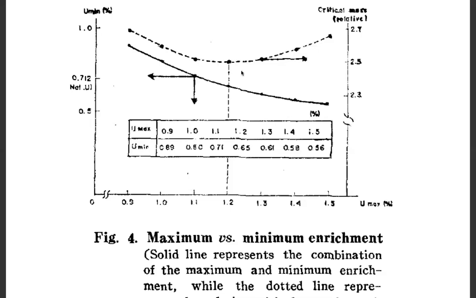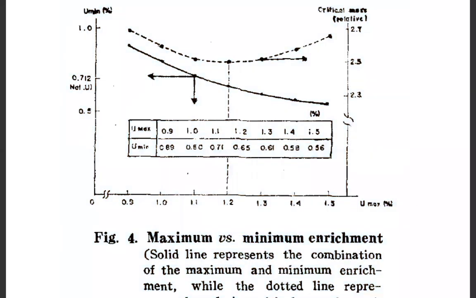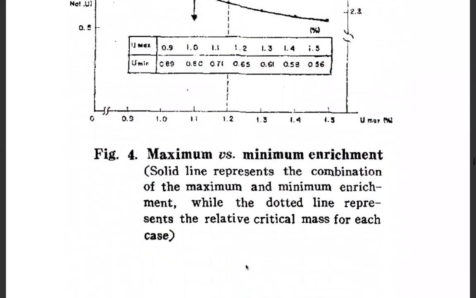So that's the mathematical part of it. The engineering part of it is the presence of this point over here, which tells you that yes, there is a minimum critical mass over here, which happens at this combination. So that's the conclusion that we get from here.